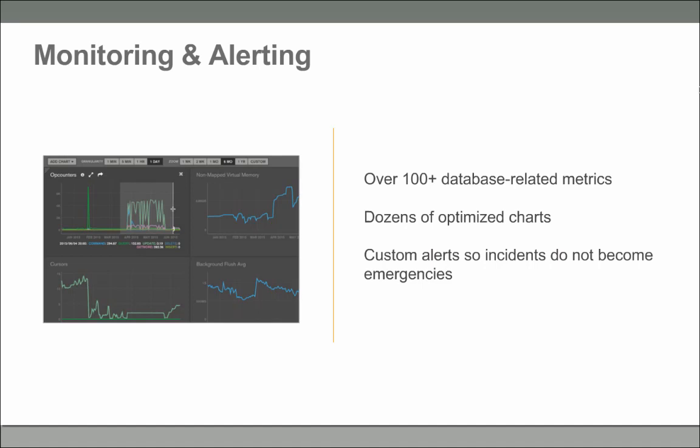So the first thing is monitoring and alerting. Ops Manager monitors over 100 metrics and provides you simple charts or graphs based on those metrics so you can understand how your database is behaving. It tracks the key performance indicators across dozens of optimized charts, some examples of which you're seeing on the screen. But not only that, you can create custom alerts based on these metrics. So when a metric is out of range, you can have the alert delivered via SMS, HipChat, PagerDuty, and many other endpoints. And these alerts allow you to be the first to respond.